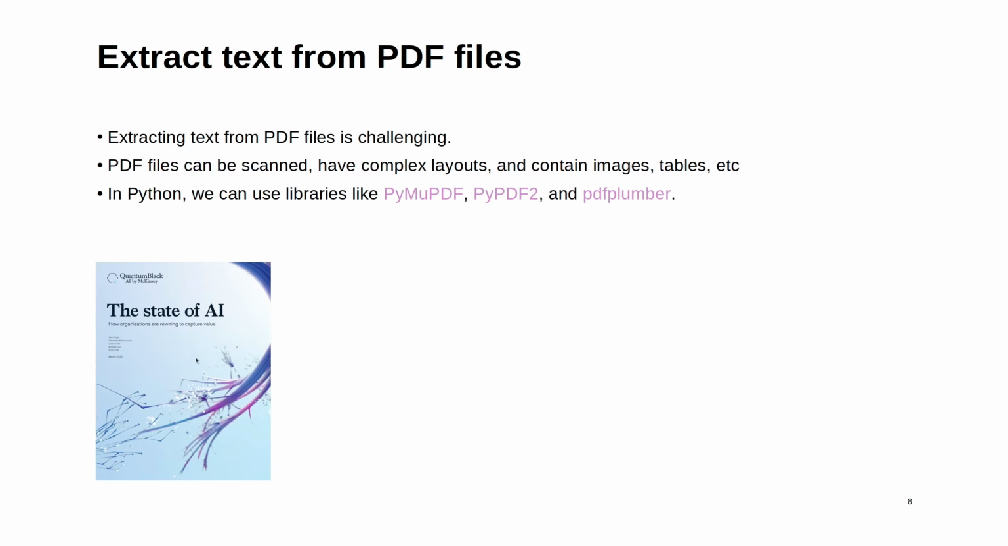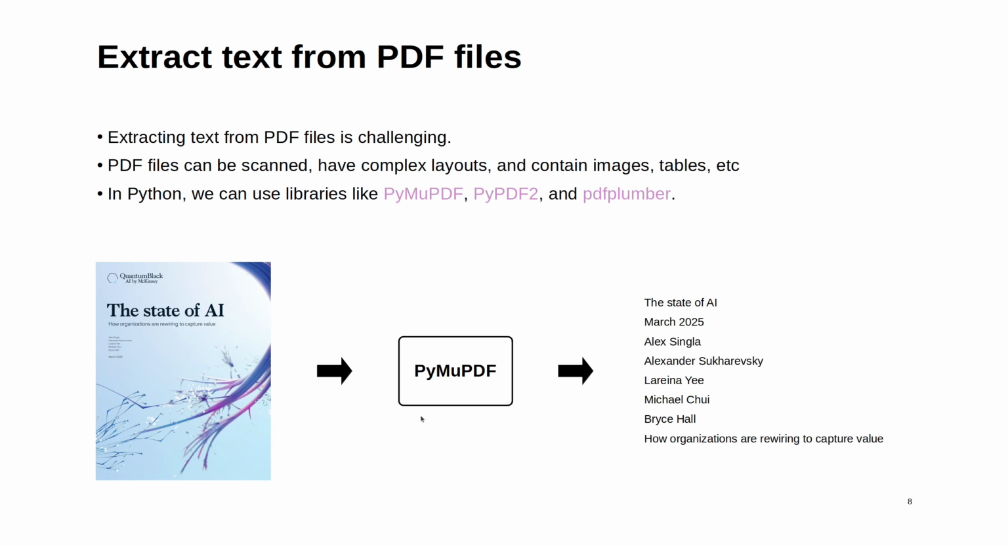Let's take this page that I took from a PDF file. If we give it to one of these libraries, the output will contain the selectable text on the page. Let me zoom in on this small text in order to verify the result. Notice that Quantum Black AI by McKinsey does not appear in the output. That's because this text is not selectable.